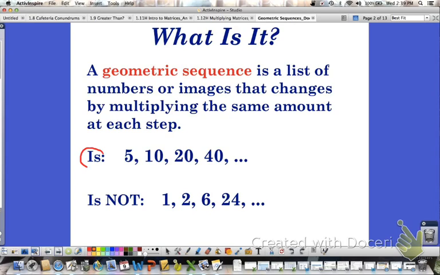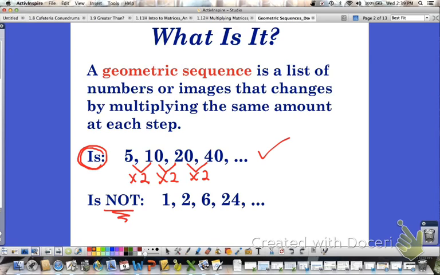So the first one, the one that is a geometric sequence, is so because when we go from a 5 to a 10, we are multiplying by 2. 5 times 2 is 10. To go from a 10 to a 20, we're also multiplying by 2. And then from a 20 to a 40, again multiplying by 2. So that one by definition is a geometric sequence.